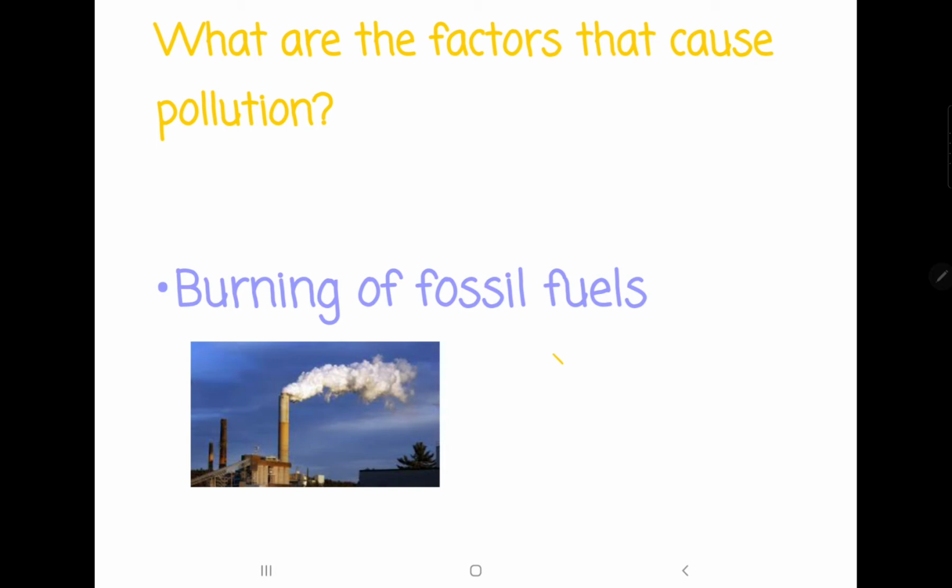Next is burning of fossil fuels. So again, look at how much harmful gas it produces. It's a lot. And again, it causes air pollution, so much air pollution.